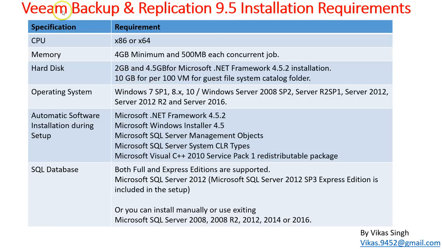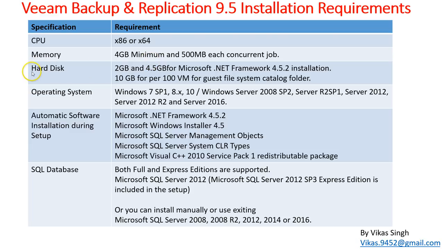You can see the installation requirements for Veeam Backup and Replication 9.5. You can have a 32-bit CPU or 64-bit CPU. The minimum memory recommended by Veeam is 4 GB plus 500 MB for each concurrent job. If you want to run 4 concurrent jobs, then you need 2 GB of additional memory. This is how we recommend the memory.